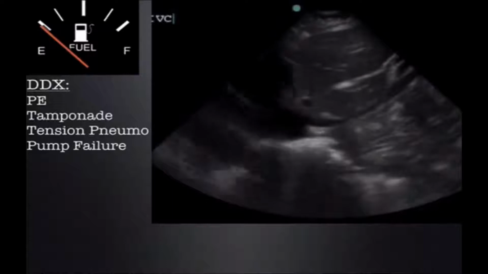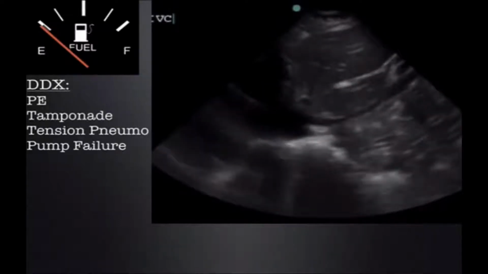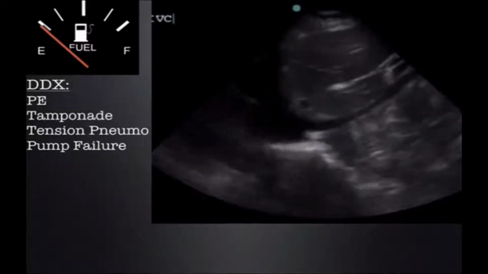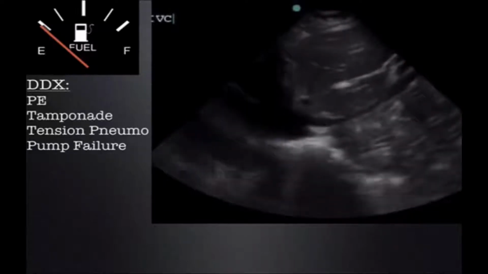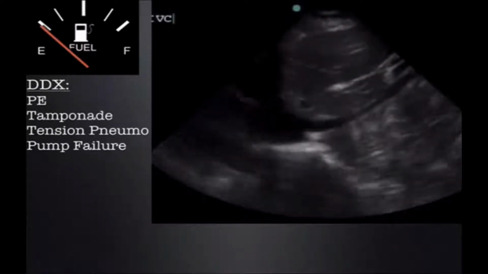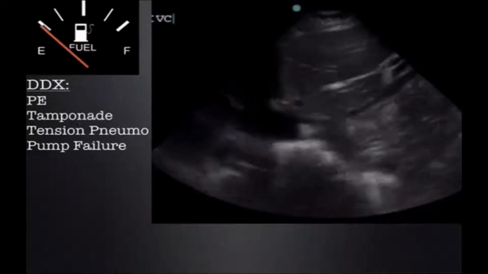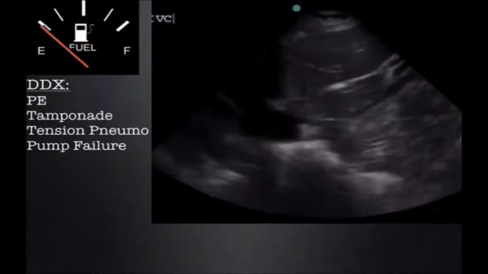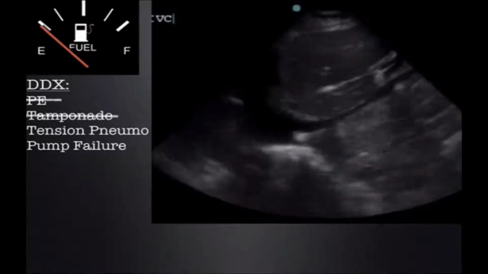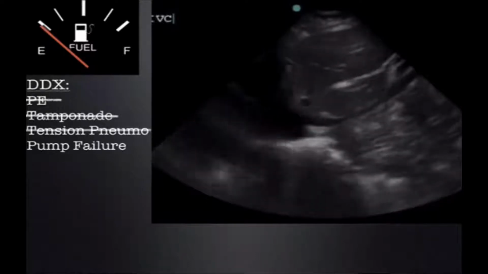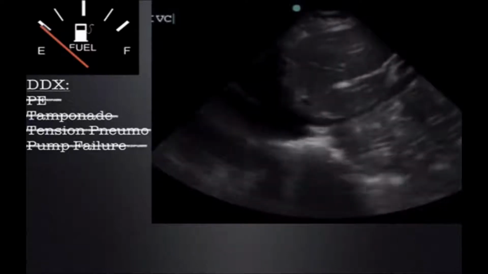What else do we get from this image? Again, a low flow state or an empty tank. We know that this person doesn't have any downstream impedance to flow. So in the case of any obstructive shock or pump failure, you would expect a backup of blood, a downstream impedance to forward flow. So we know this subject doesn't have a large central pulmonary embolus. We know that this subject doesn't have tamponade. We know that the subject doesn't have a tension pneumothorax. And we also feel pretty confident that this patient doesn't have pump failure.